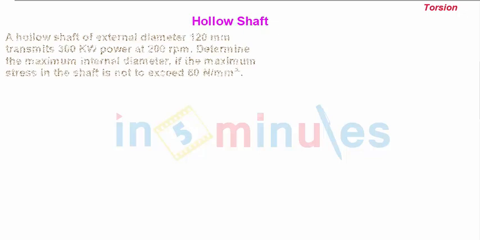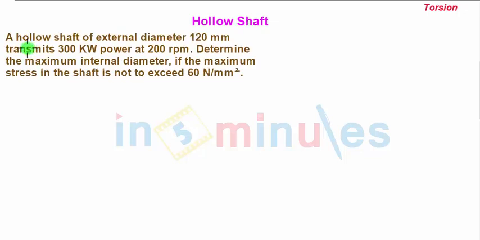We take a problem on torsion and we take a problem on hollow shafts. Our problem statement is: a hollow shaft of external diameter 120 mm transmits 300 kW of power at 200 rpm. Determine the maximum internal diameter if the maximum stress in the shaft is not to exceed 60 Newton per mm square.